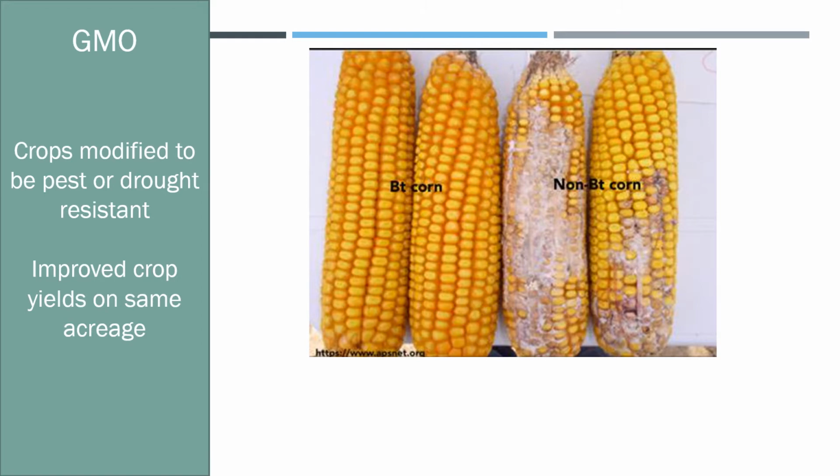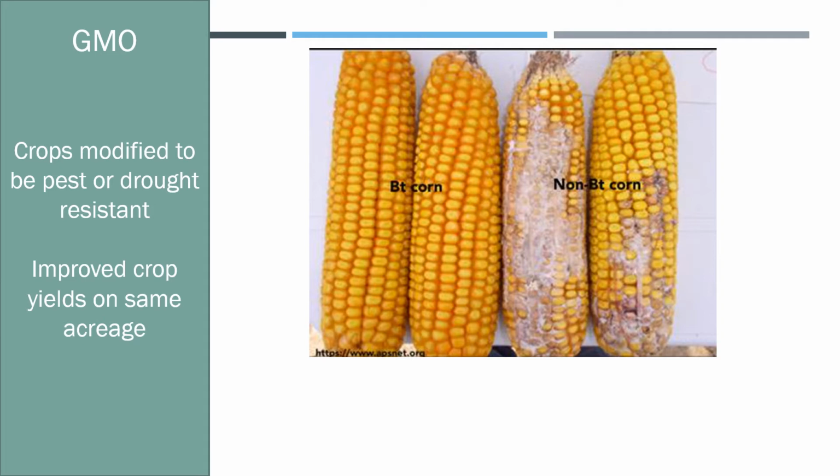Next, we have genetically modified organisms, or GMO crops. So these are crops which have a foreign gene inserted into them in order to be pest resistant or drought resistant. They could also be used to improve the amount of crops that you can grow in an area, or the size of any particular crop.